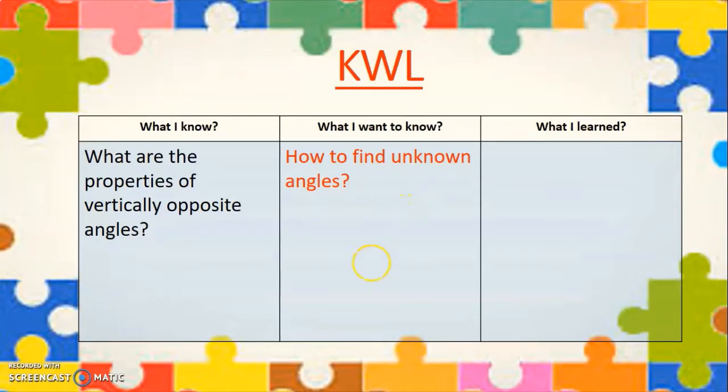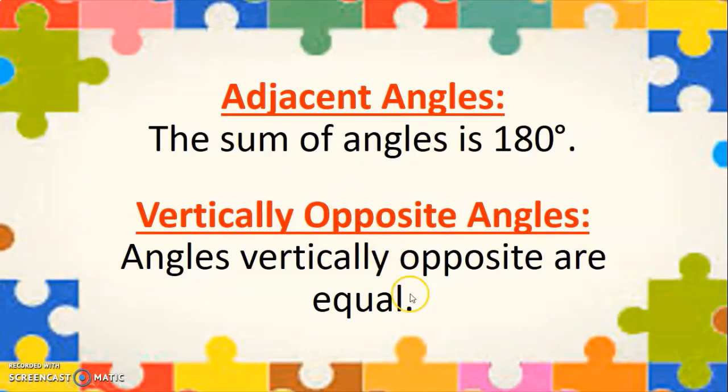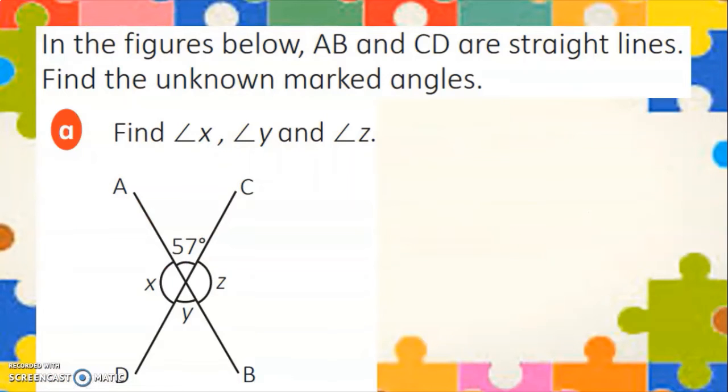How to find the unknown angles? The sum of adjacent angles is equal to 180 degrees, and the angles vertically opposite are equal. Let's apply the properties in this figure. So AB and CD are straight lines. Find the unknown marked angle. So we're going to find angle X, angle Y, and angle Z.